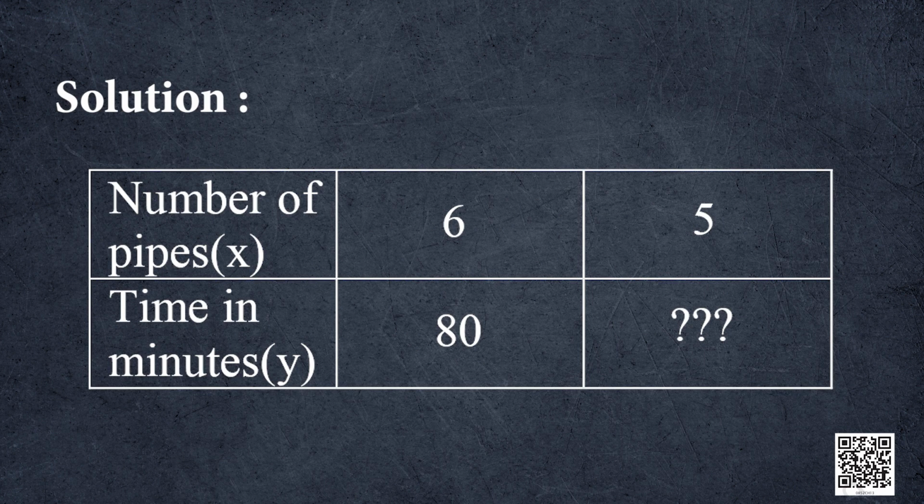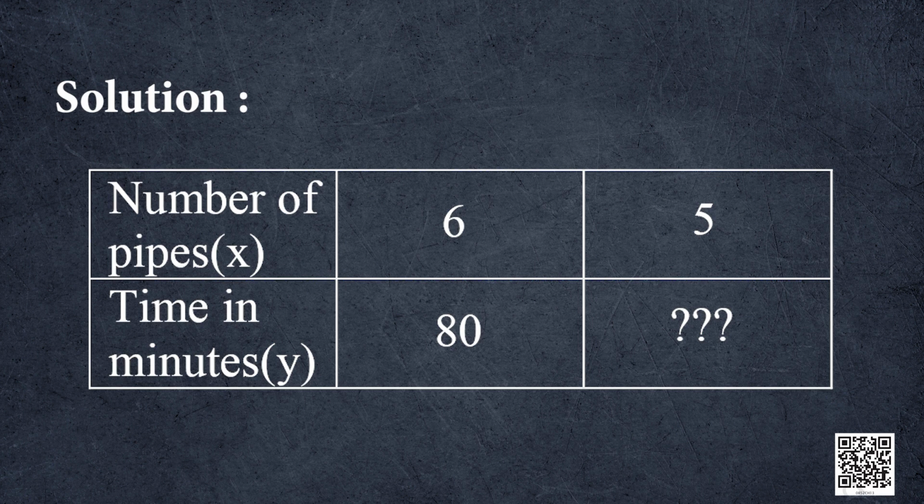Solution. Let us construct a table with the given information. The number of pipes used is taken as x and the time in minutes is taken as y. When we have used 6 pipes, the time in minutes is 80. That is, in the question it is given as 1 hour 20 minutes, which is converted into minutes.